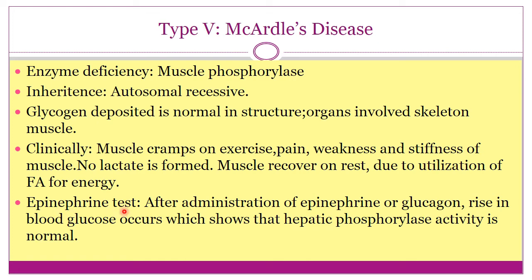Then the epinephrine test: after administration of epinephrine or glucagon, a rise in blood glucose occurs, which shows that hepatic phosphorylase activity is normal. In that patient only muscle phosphorylase is deficient, and liver phosphorylase is normal. So this is the fifth type, autosomal recessive, with muscle cramps on exercise and weakness of muscle, and normal liver phosphorylase.